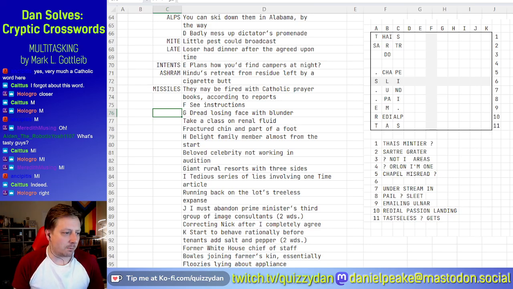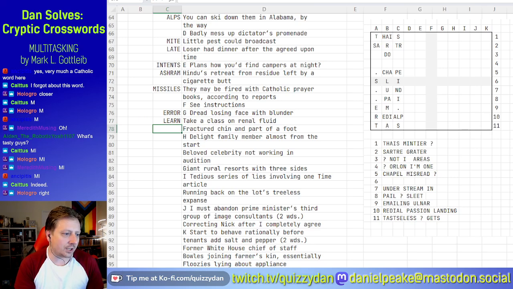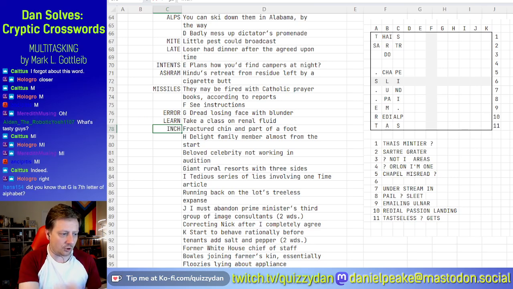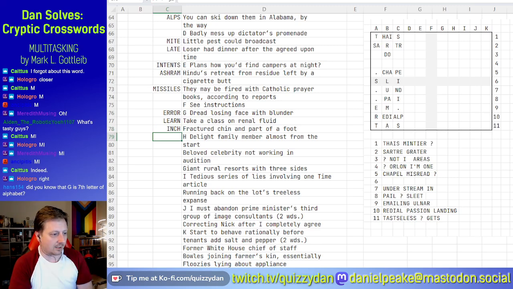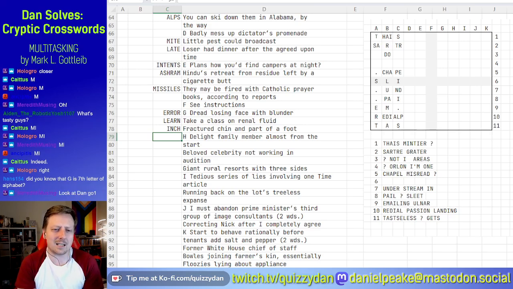Dread losing face with blunder. Blunder is an error. Terror. There you go. Error. So dread is terror. Take off the first letter, you get error. Take a class on renal fluid. Learn. Anagram of renal is learn. It is fluid. Fractured chin and part of a foot. Inch. Anagram of chin. And an inch is 1/12 of a foot. Had to think for a second there. That's G done. I did, but G down is not a thing, Hans. G down, not a G down, not a thing.